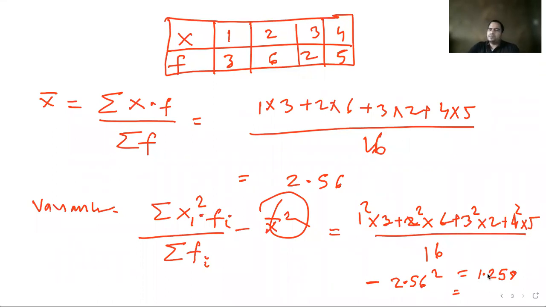This value comes out to be 1.258. And if you take the square root of this answer, we get the standard deviation, which comes out to be around 1.12. So the standard deviation is around 1.12, and this is the variance. That's how you calculate the standard deviation for a given data set.